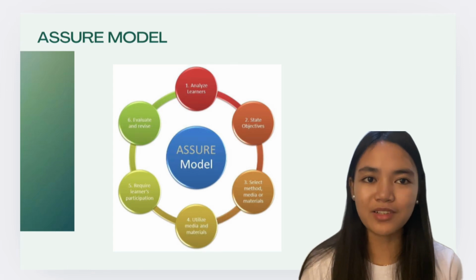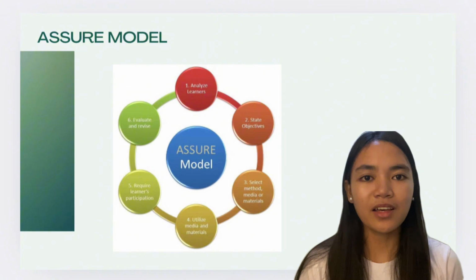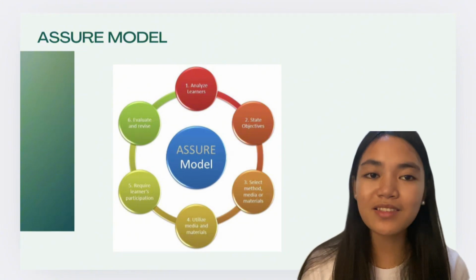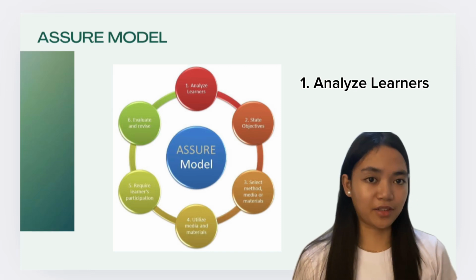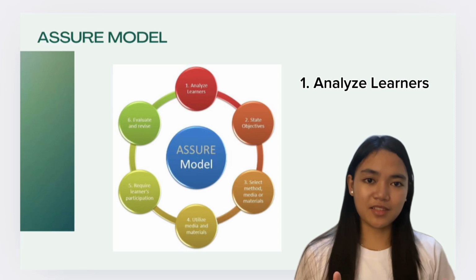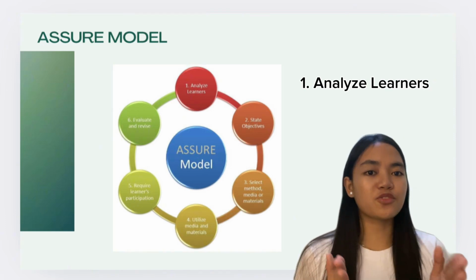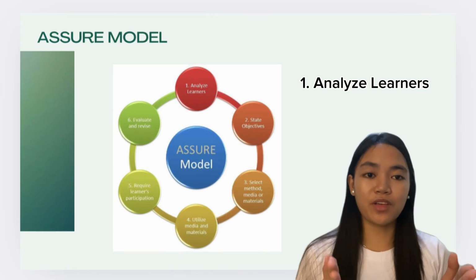The Assure model is used for planning lessons that involve technology or media. It ensures lessons are organized, engaging, and effective. So the first one is Analyze learners. Identify learners' prior knowledge, learning styles, and skills. It helps the teacher tailor instructions to learners' needs so that they can understand and engage with the content.